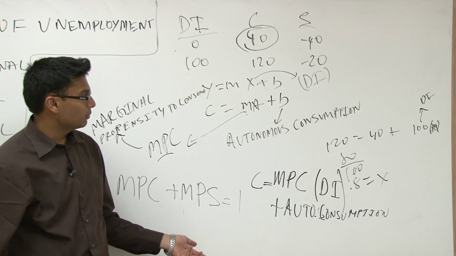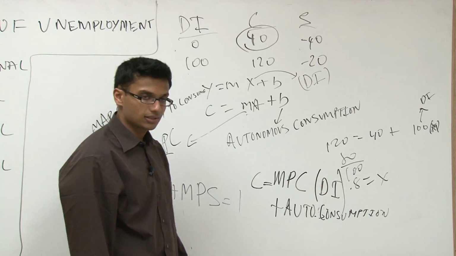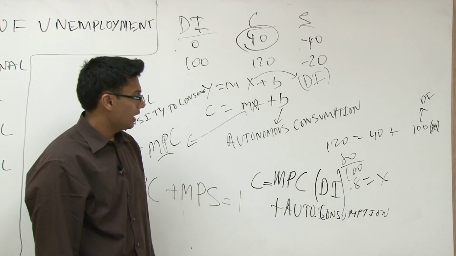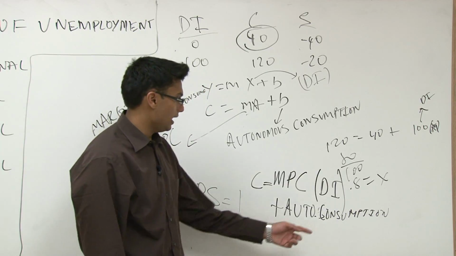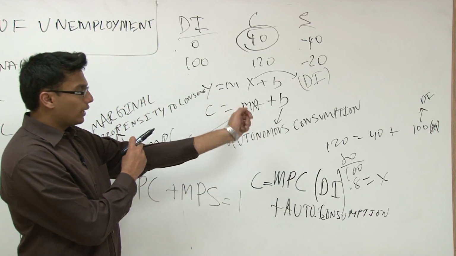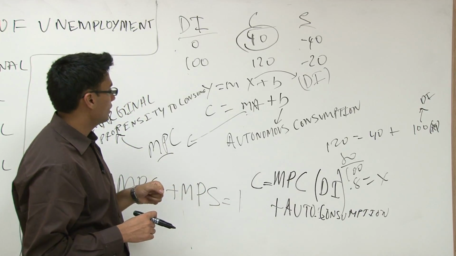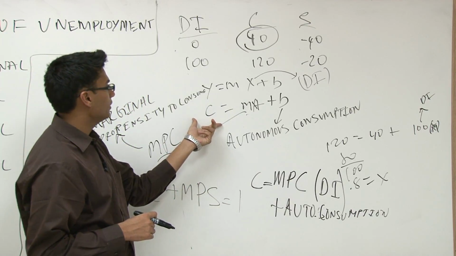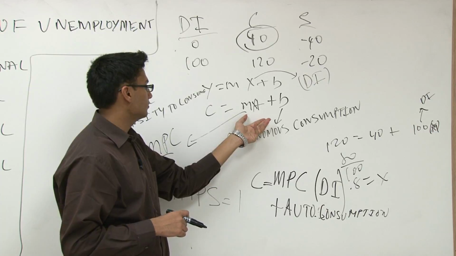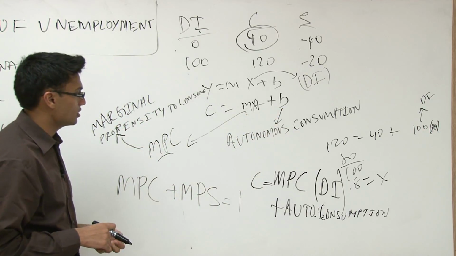So basically you plug in and you have an equation, and you solve for x like any other mathematical equation. And you get MPC, which is 0.8. How do you get 0.8? Well, y equals mx plus b. Pretty simple, straightforward. If my consumption is 40, my DI is 0, my autonomous consumption has to be 40.